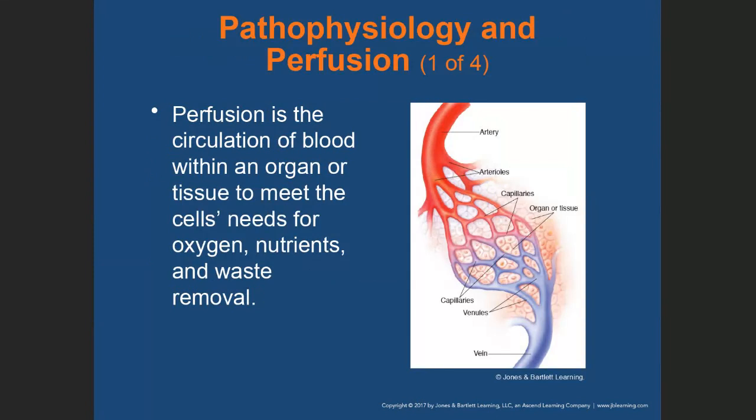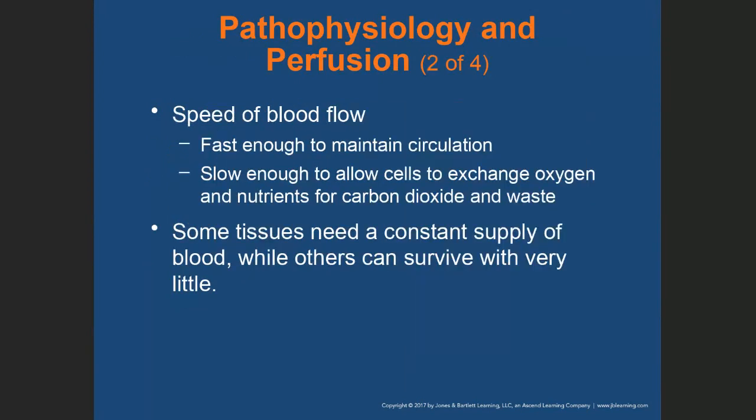Perfusion is the circulation of blood within an organ or tissue to meet the cells' needs for oxygen, nutrients, and waste removal. The speed of blood flow should be fast enough to maintain circulation, and slow enough to allow the exchange of oxygen and nutrients with the cells, right? And the cells must be able to get rid of the carbon dioxide and waste. Some tissues need a constant supply of blood, while others can survive with very little.